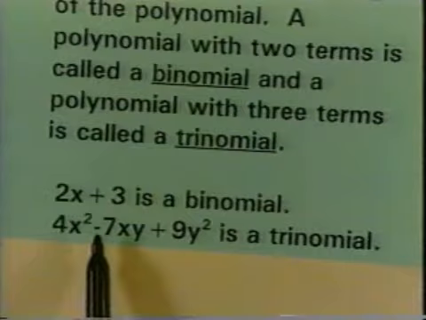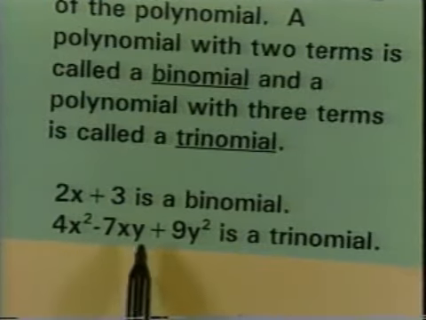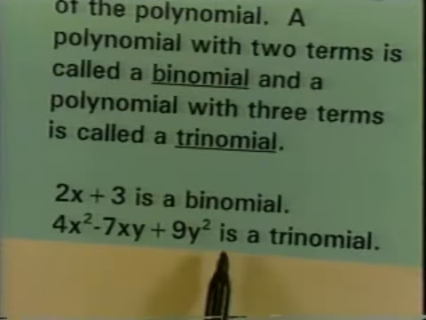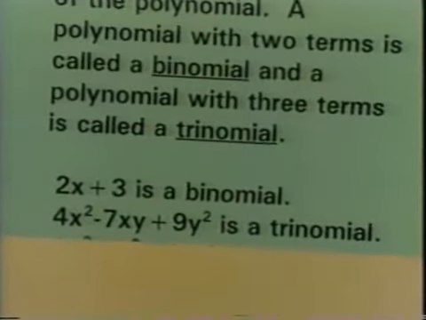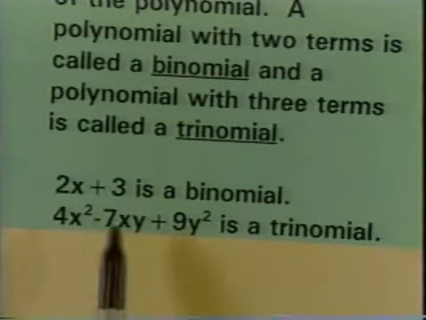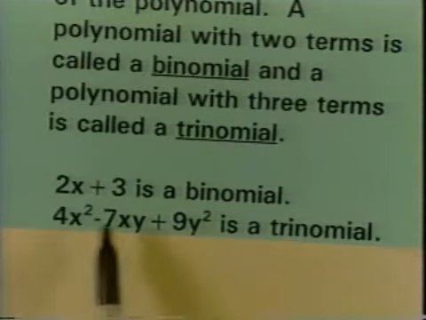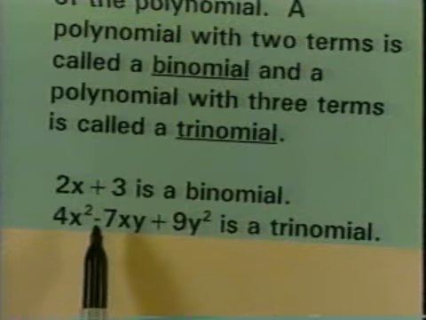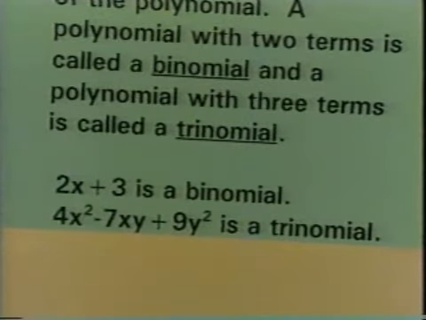4x squared subtract 7xy plus 9y squared is a trinomial. I have a string of 3 monomials, so since I have 3 terms, therefore a trinomial, connected with pluses and minuses.